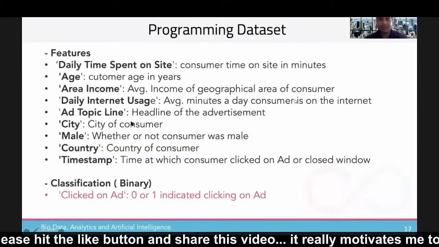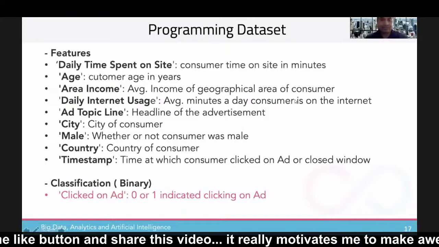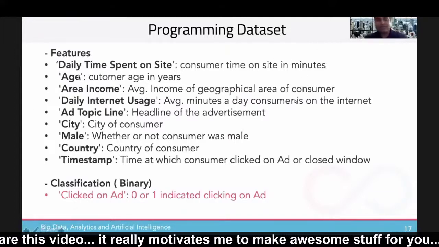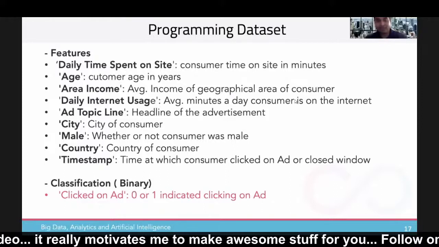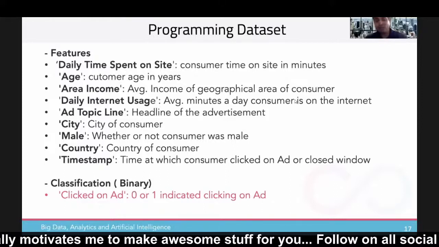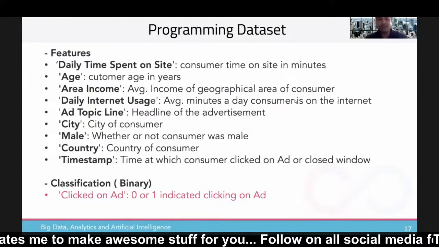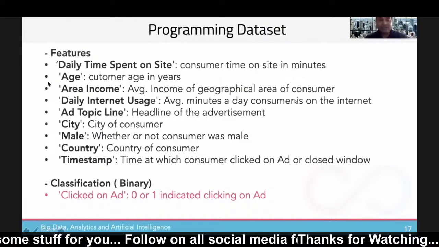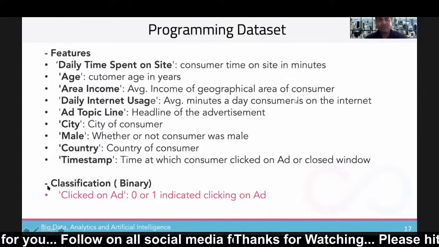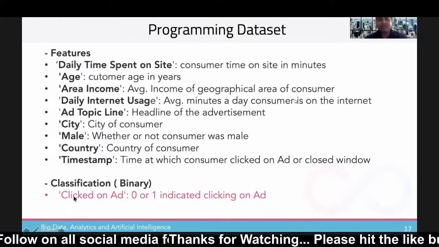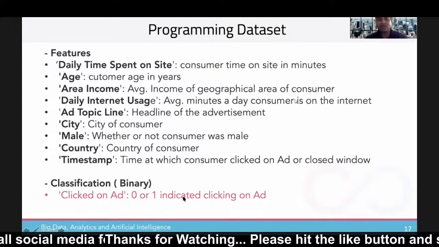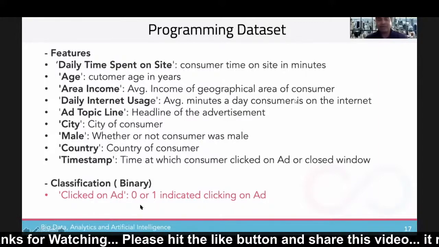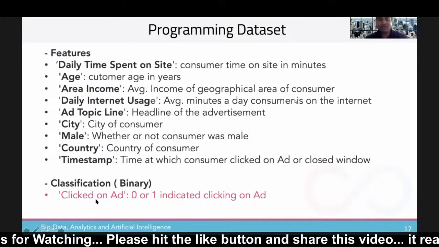Now for the Y variable, we have features: daily time spent on the site, age, area income, daily internet usage, ad topic line, city, country, timestamp, and clicked on ad. The features we put onto the x-axis, and on the y-axis we put the binary classification of whether the user clicked on the ad, 0 or 1. So this was our y variable, and to x we assigned these features.